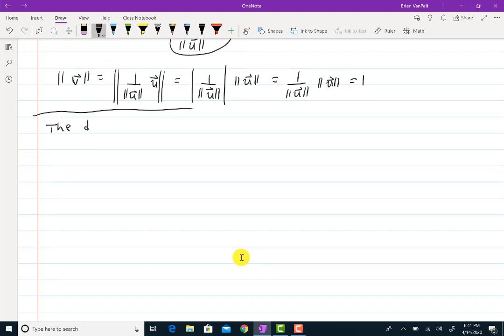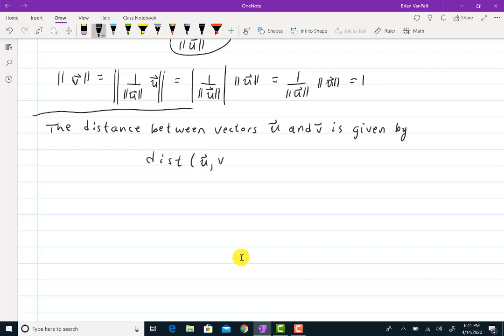The distance between vectors u and v is given by, we usually write this, dist(u, v), and that's the norm of u minus v.